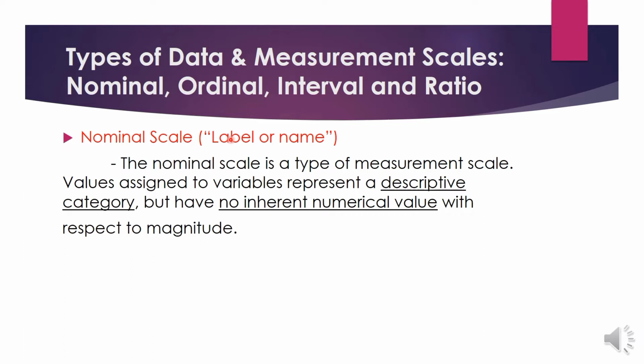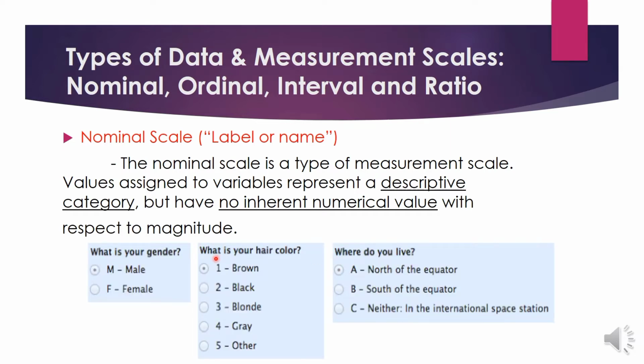Here are some examples below: male, female, religion, political affiliation. And another example: what is your gender? Your answer could be male or female. What is your hair color? Brown, black, blonde, gray, or other? Where do you live? North of the equator, south of the equator, neither in the International Space Station.